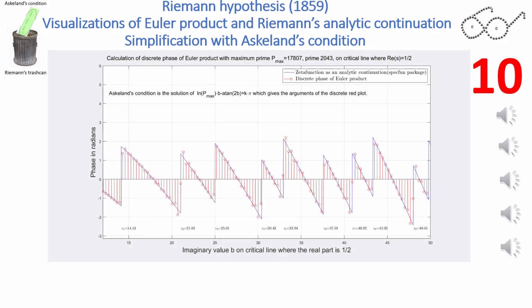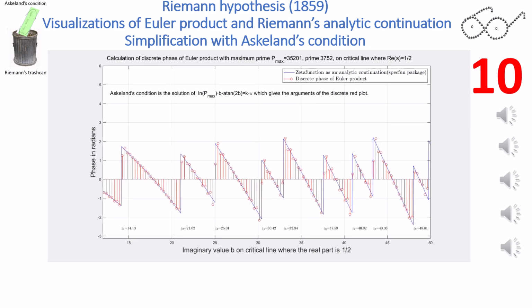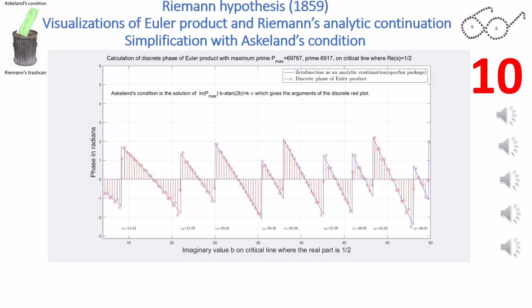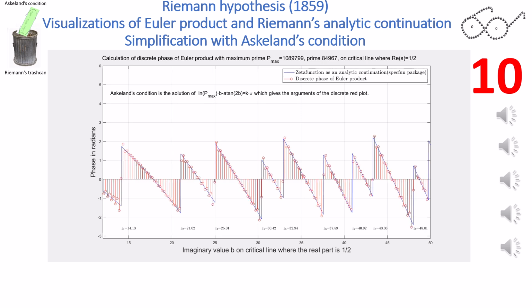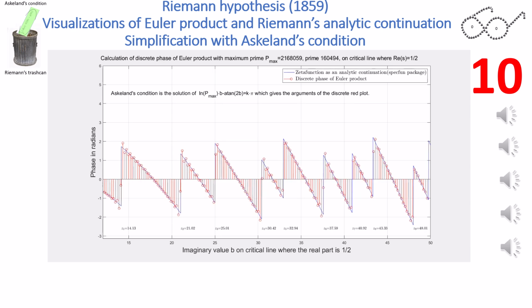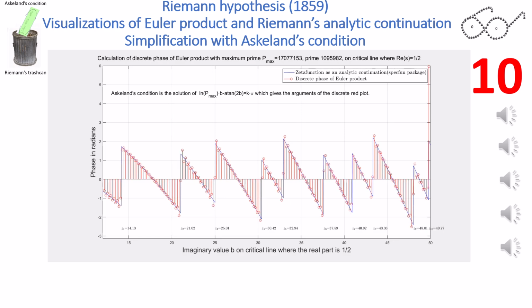Here you can see that I solve Askeland's condition for different values of the maximum prime. And I land on Riemann's analytic continuation. The phase waves are gone. But I get a more discrete plot. But as p increases, the plot becomes denser.